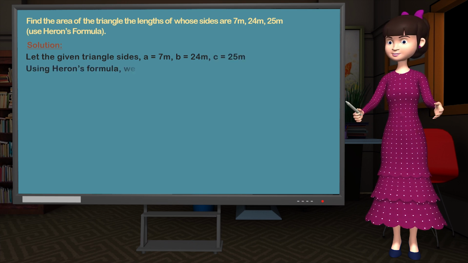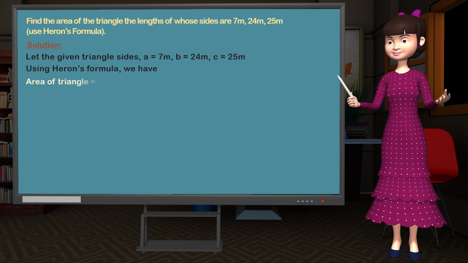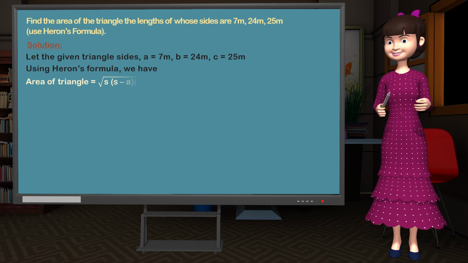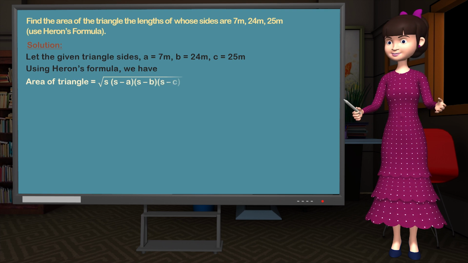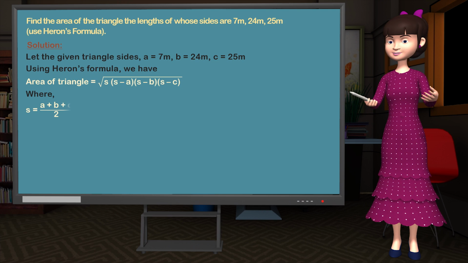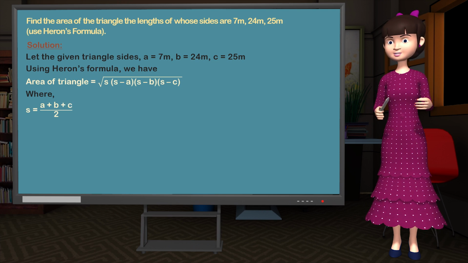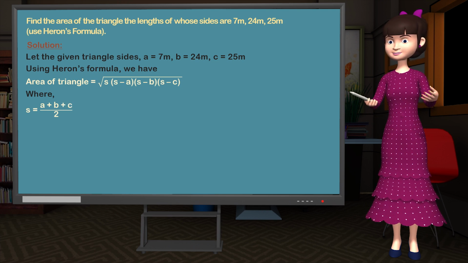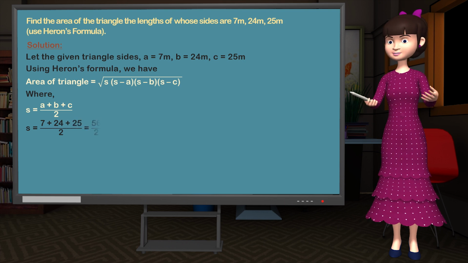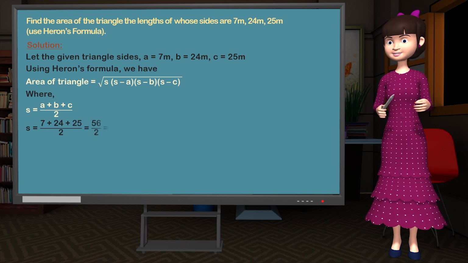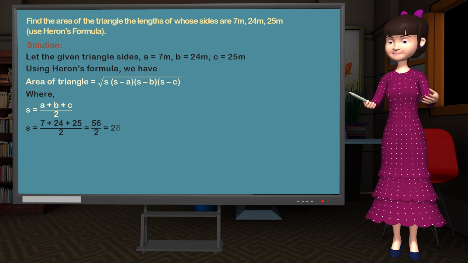Using Heron's formula, we have area of triangle = √(s(s − a)(s − b)(s − c)), where s = (a + b + c)/2. Substituting the values of a, b and c, we get s = (7 + 24 + 25)/2, which is 56/2, that is equal to 28.